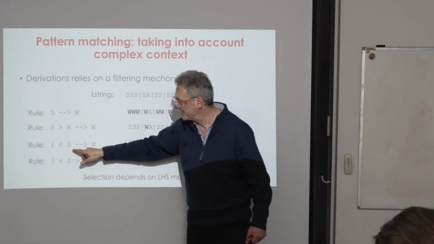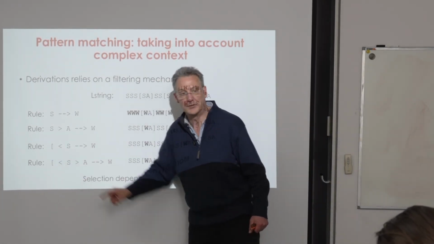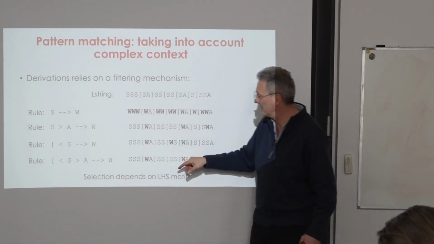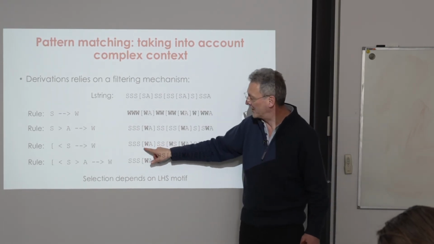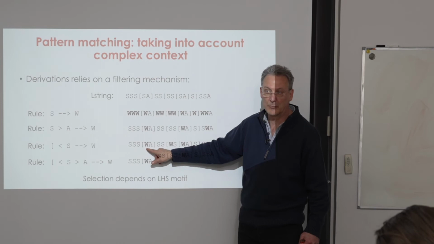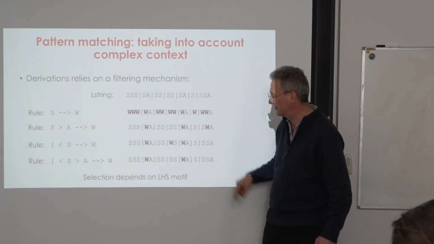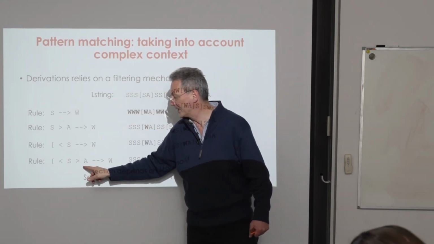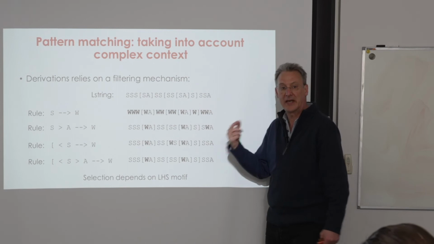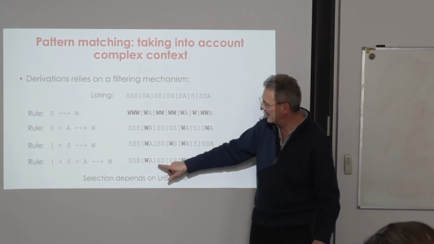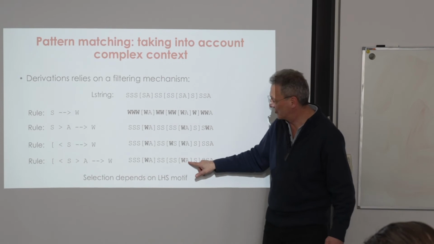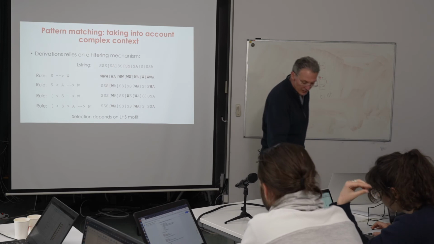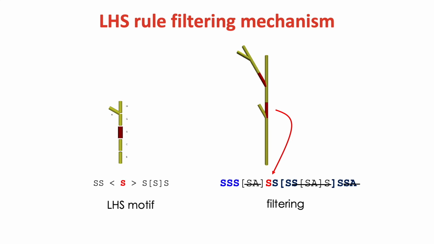I could transform each S that has as a left context a square bracket into a W, and then you would transform this one as it has on the left a square bracket. And then you could transform each S that has both a bracket and an A on the left and an A on the right, and then you see that there are only this one and this one that are in such a situation. So you see that you can combine the things and have a more complex filtering effect.